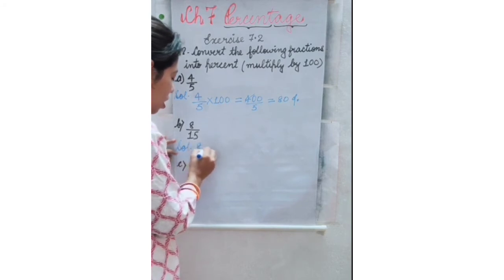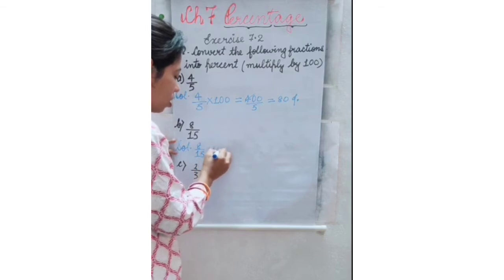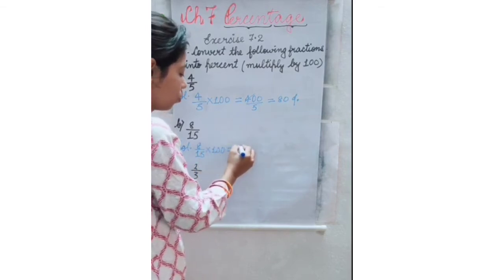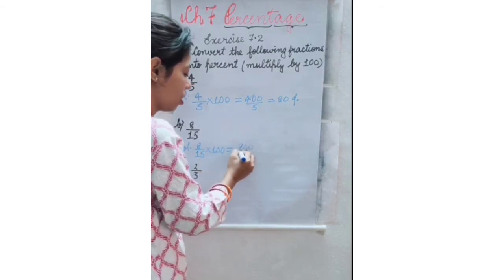Next is 8 by 15. Let's multiply it by 100. It will be 800 by 15.